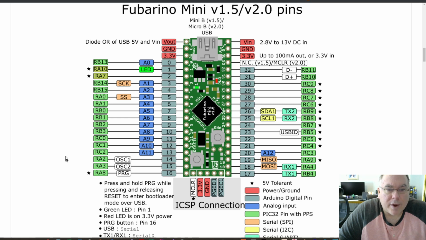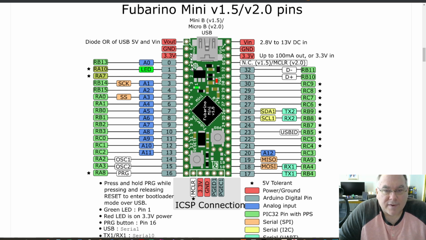I wanted to make a quick video talking about the pin abstractions and the pin naming on the Fubarino, or any Arduino board for that matter, because it could get really confusing. For the most part, the programs we're writing only require knowing the name or the pin number of one particular abstraction level. And so this is looking at the Fubarino Mini here.